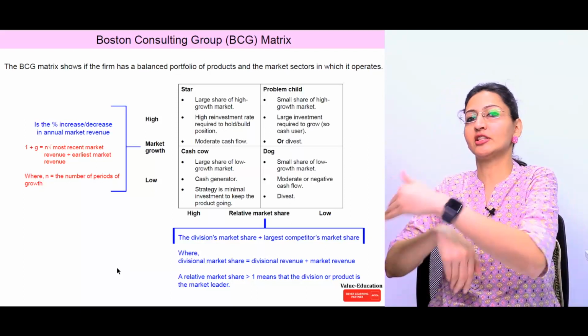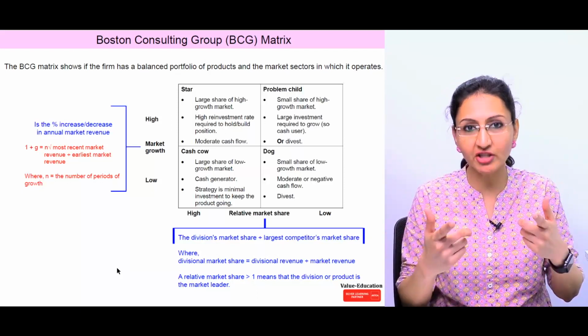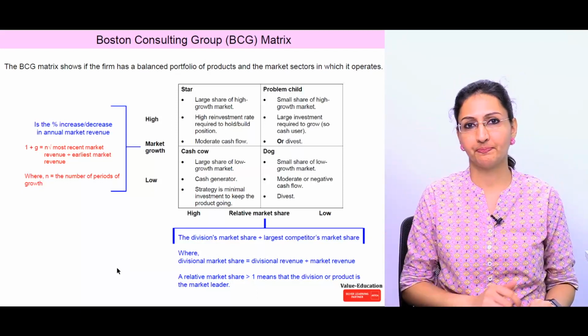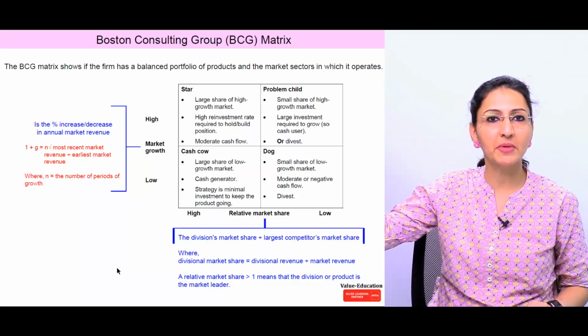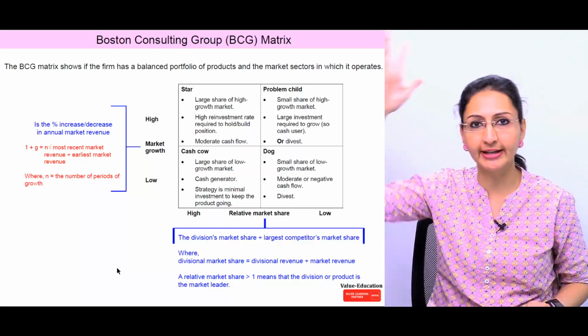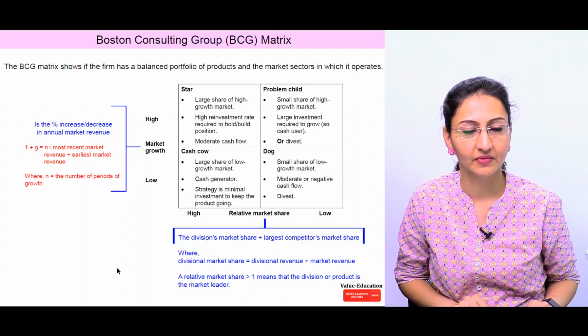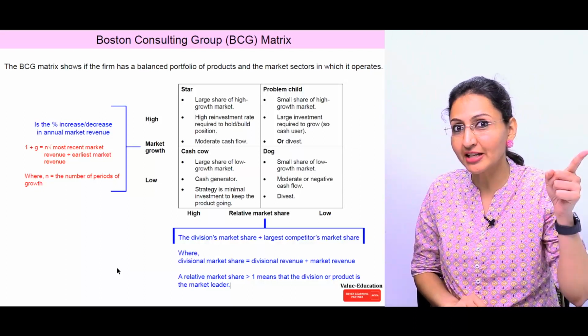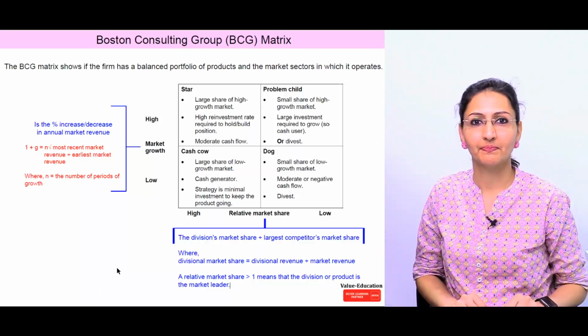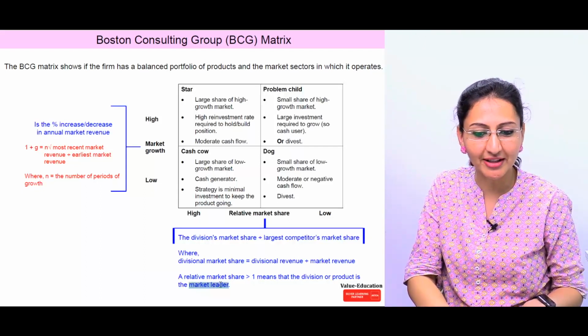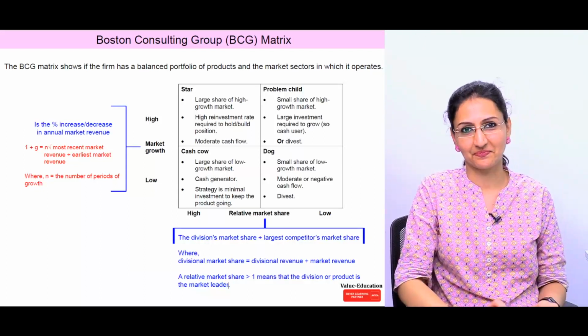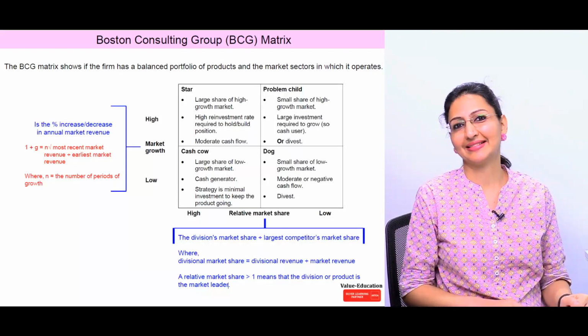Let's take the reverse situation. Now my division's market share is 80% and the largest competitor's market share is, let's suppose, 20%. That means my relative market share is more than 1. That means here you are the market leader. You are the market leader, right?